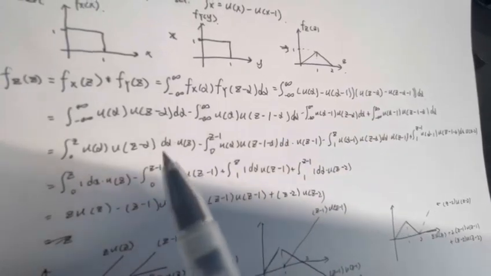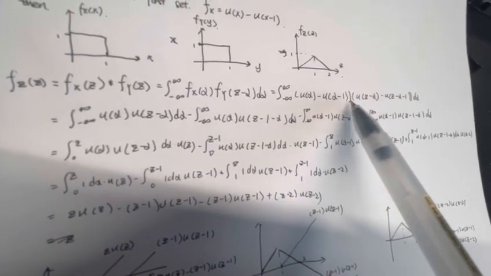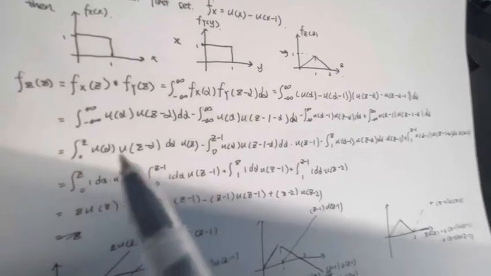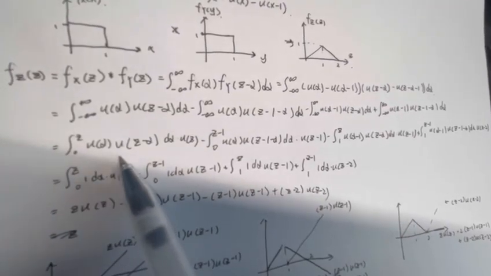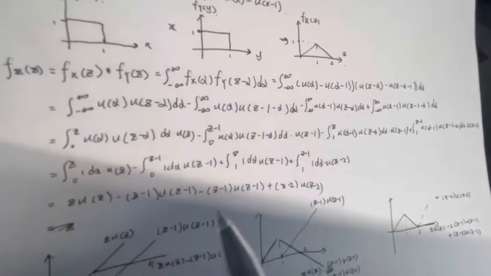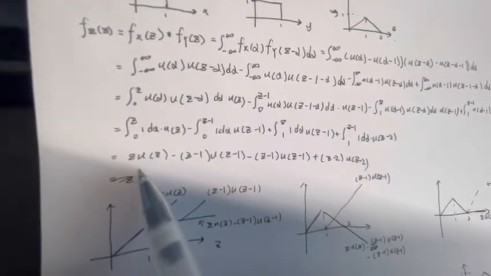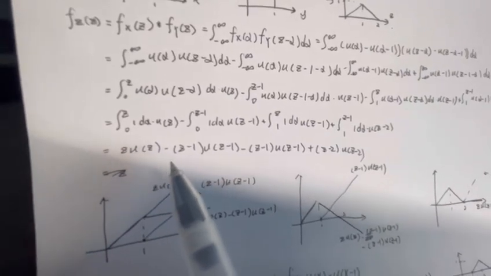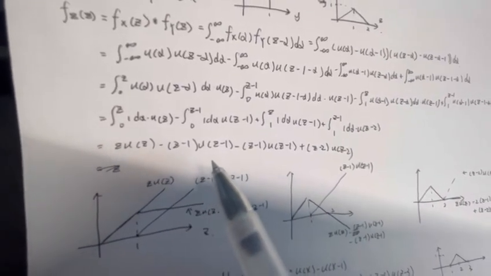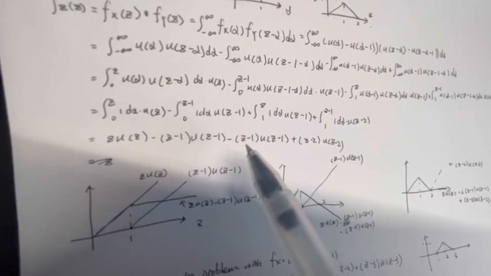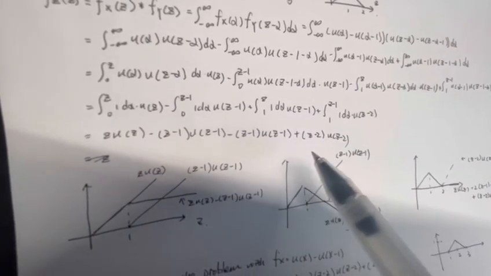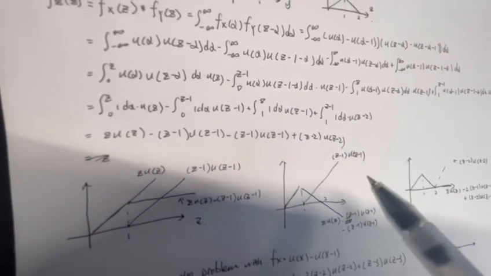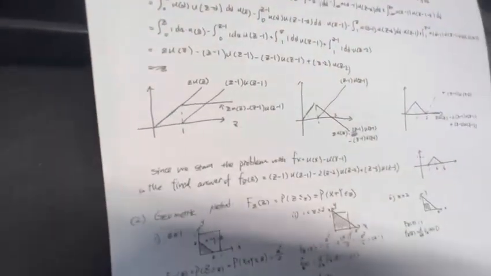I'm going to save time, so I'll skip this part. And then we get this equation, and finally we can calculate this one. So it's z times u(z) minus z minus 1 times u(z minus 1), and minus z minus 1 times u(z minus 1), and plus z minus 2 times u(z minus 2). So then we're going to show the diagram for this equation, which is f_Z(z).